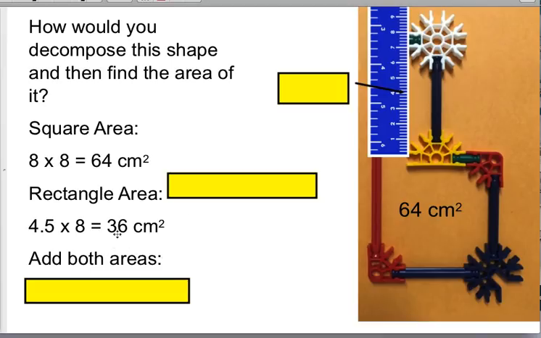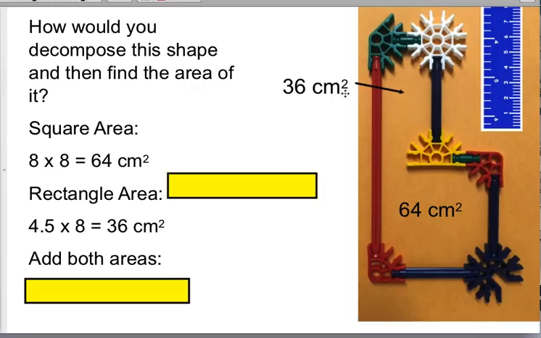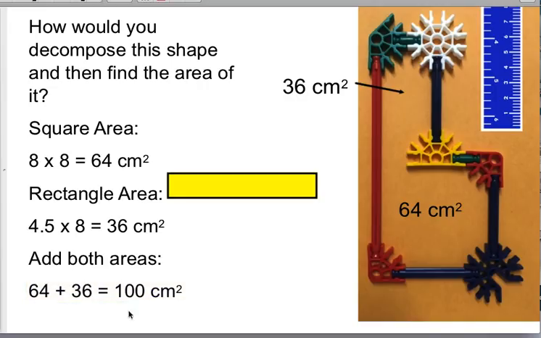So in this case, I'd have the upper rectangle with approximately 36 square centimeters, and then I would add these two measurements for a total of approximately 100 square centimeters. Hopefully now you know how to decompose shapes in order to find the area of them.